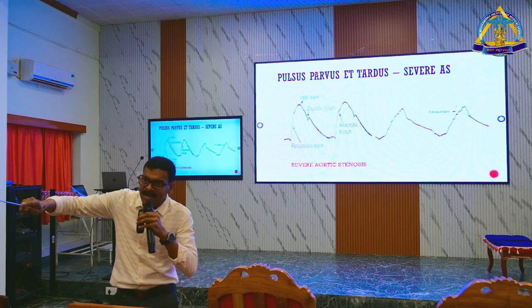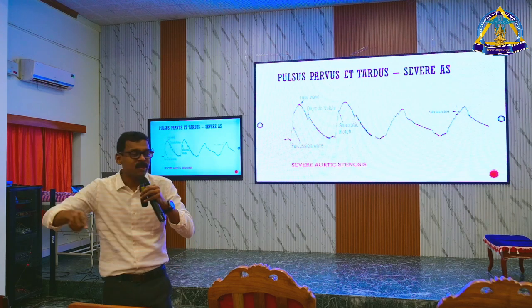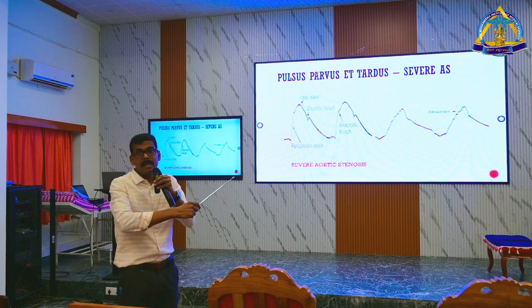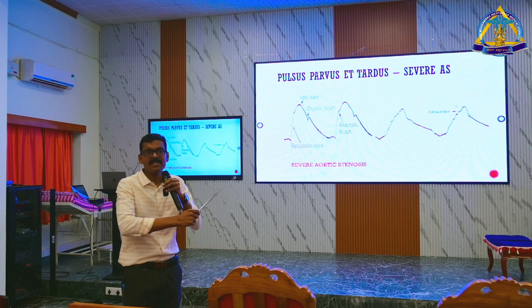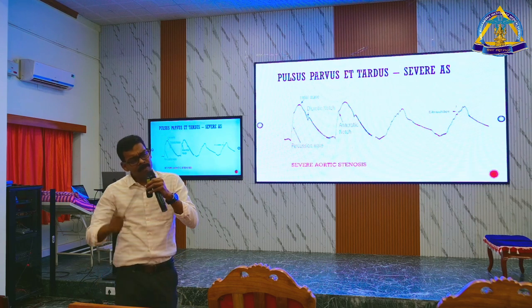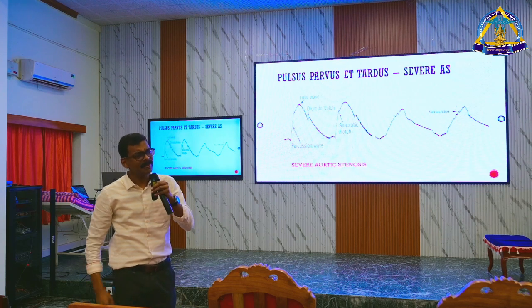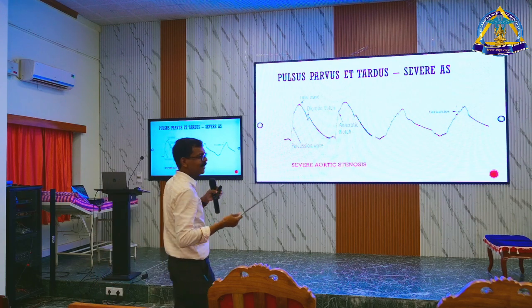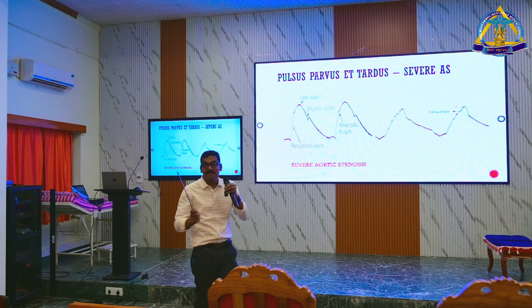You have a tardus part. You have a low amplitude parvus part. It's a very important pulse sign in severe aortic stenosis. Most of the patients here you can palpate, you will get this form of a pulse because we see a lot of severe aortic stenosis patients here.